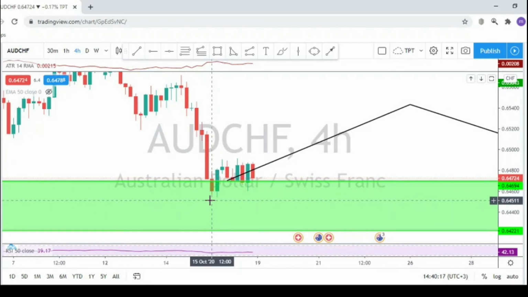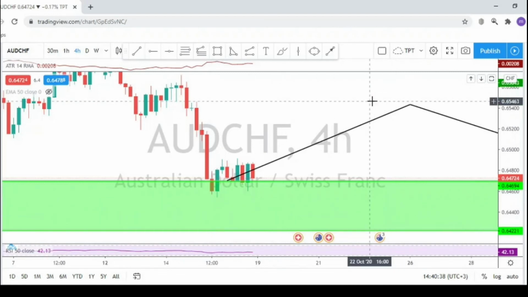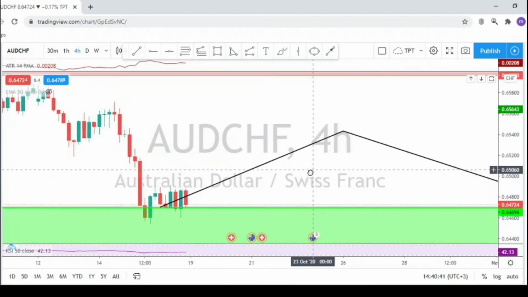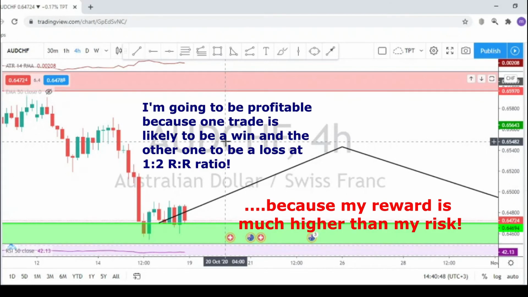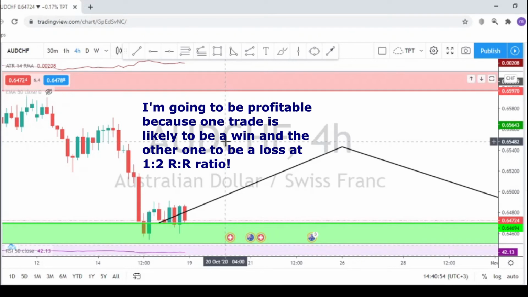Now, if I take these two trades on these two different pairs, one currency pair, which is Aussie Canadian, I have a reason to sell, and on Aussie Swiss, I have a reason to buy. One of them will be a win and one of them will be a loss. And if one of them is a win and one of them is a loss, and my risk to reward ratio is 1 to 2, what do you think will happen? This is going to be profitable because my reward is much higher than my loss, and one trade is a win and one trade is a loss.